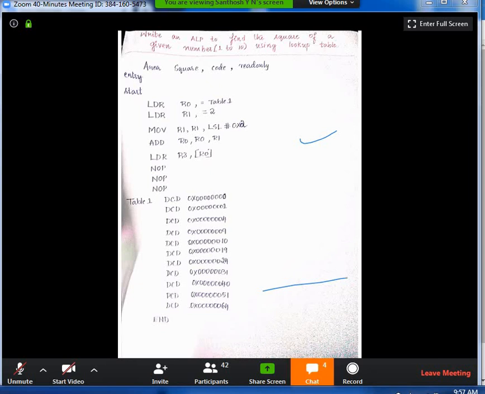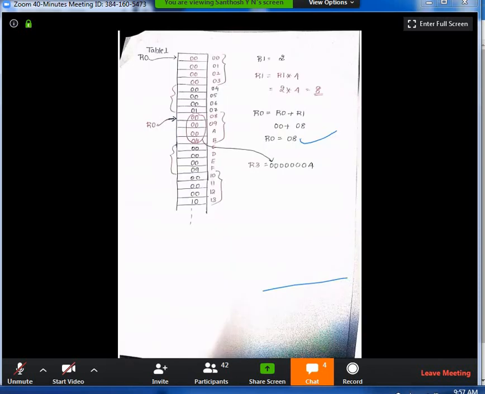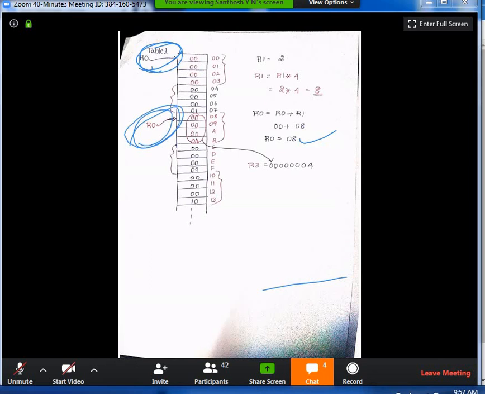Yes, very good. Now R0 content, before adding, the R0 content was 0. After adding, what is the R0 content? R0 content is 8, right? R0 content is 8. Next, come back to the program.